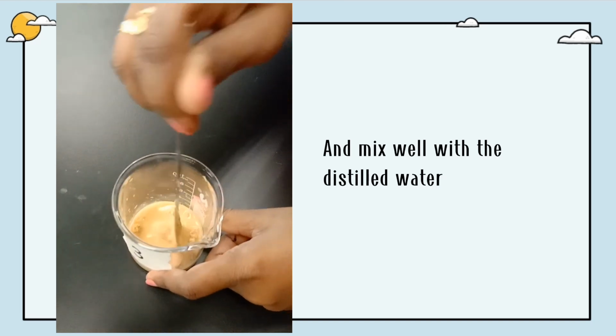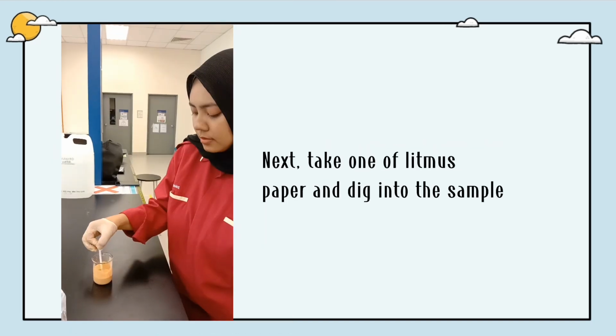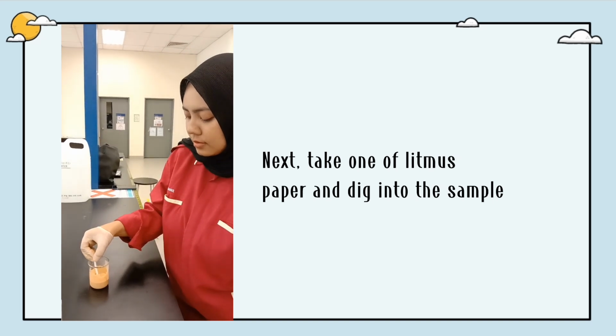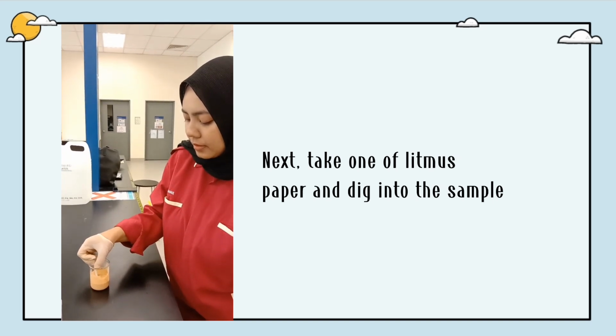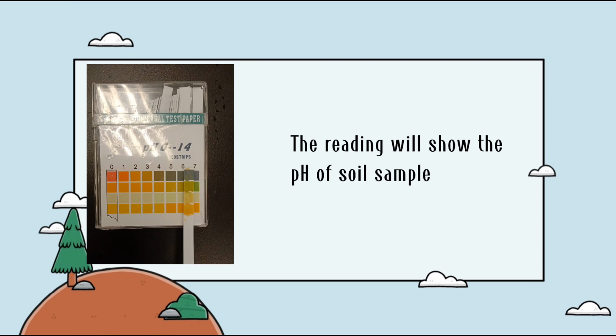Mix well with the distilled water. Next, take one of litmus paper and dig into the sample. The reading will show the pH of soil sample.